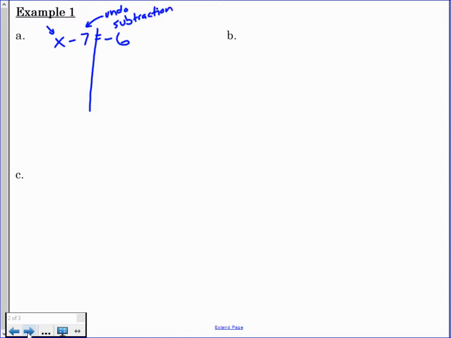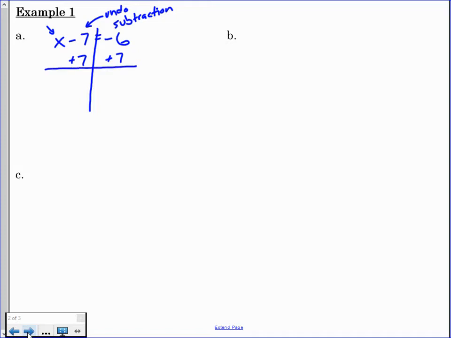I need to undo the subtraction. I need to get rid of that minus 7 so I can just be left with x. So we just learned on the last slide, why don't I just add 7 to both sides? Because adding the same thing to each side of my equation does not change my equation. That's how we're going to get x by itself.